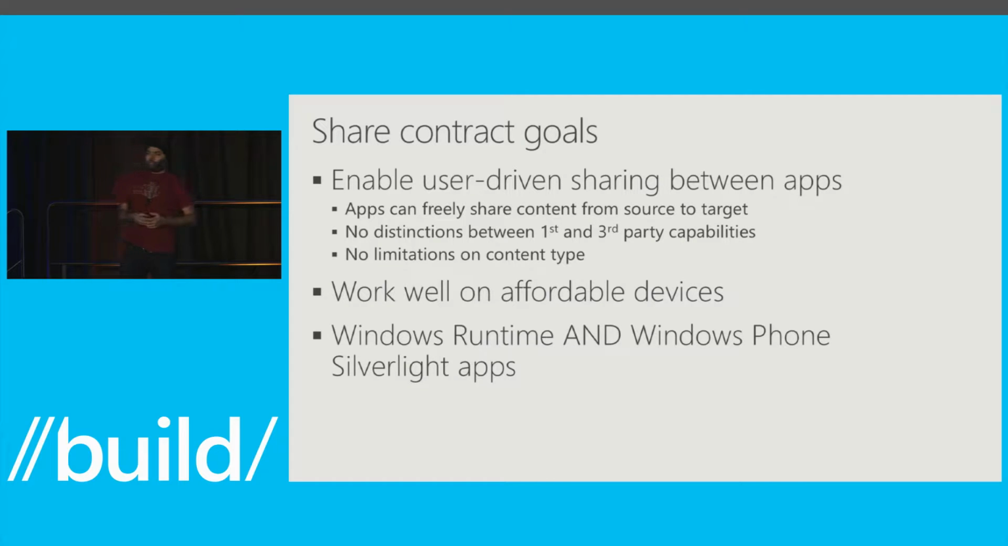The other thing we wanted was for these APIs to be available not just to Windows Runtime apps, but also to Windows Phone Silverlight apps. There's 250,000 Silverlight apps in the Windows Phone store right now, and we want everyone who already has an app in there to be able to use this API.